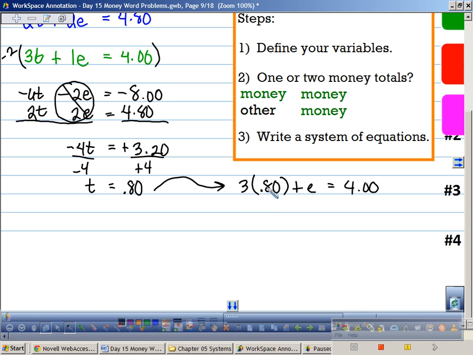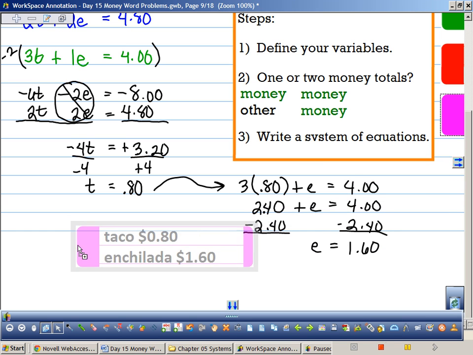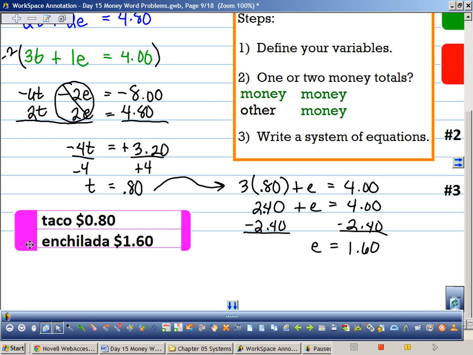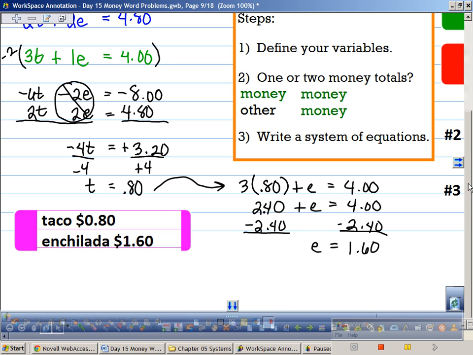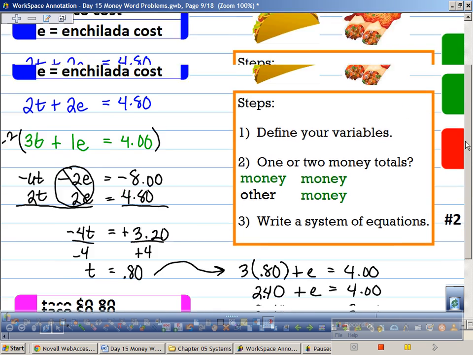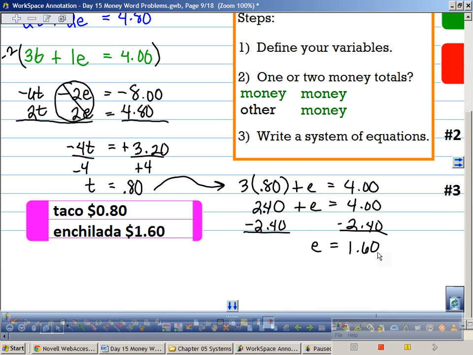How much is 3 times 8? 24. So 3 times 80 must be 240 plus an enchilada equals $4. Subtract $2.40 from both sides. What do you get? 160. Let's see if we're right. Tacos are 80 cents, enchiladas are $1.60. Questions? Kind of solving systems when you've got totals like this is a little bit easier because it actually makes sense, right? You can put it into real life.